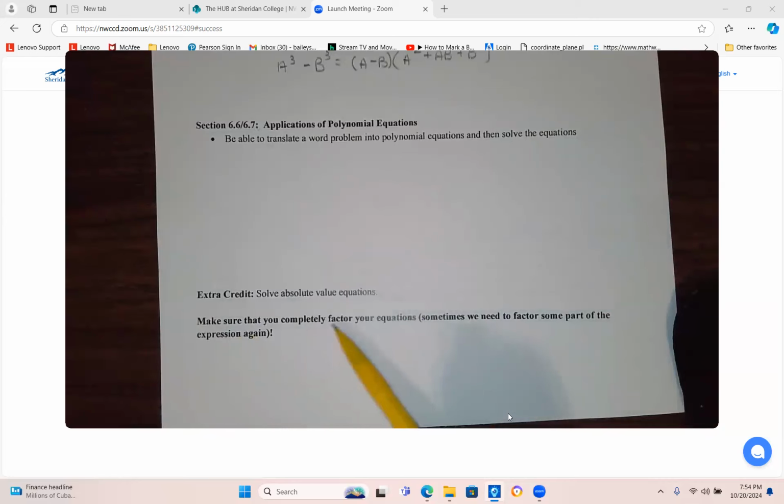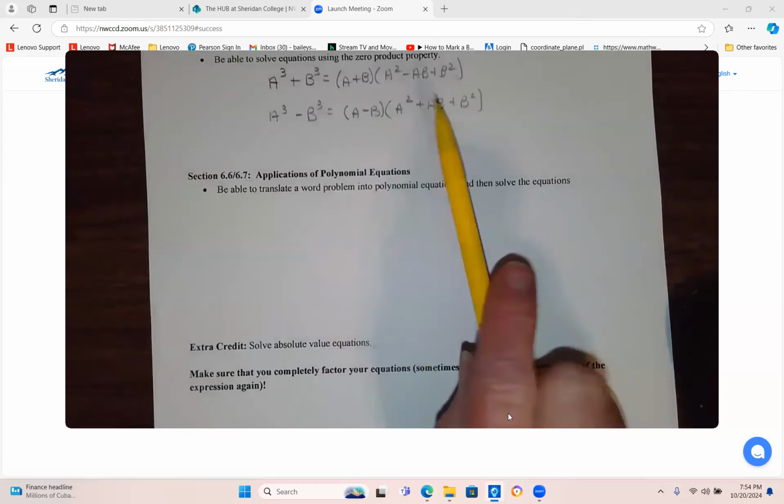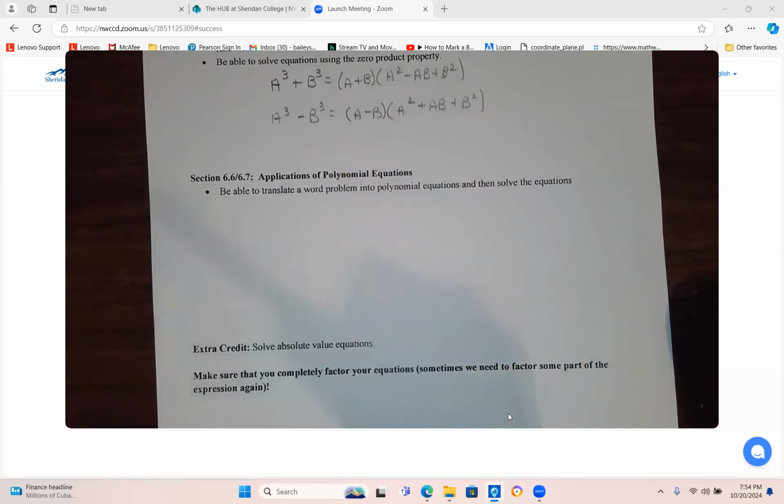So again, make sure that you completely factor your equations. Sometimes we need to factor some part of the expression again, unless, of course, you can't factor that one, but you can factor those. So always make sure you completely factor. All righty, that pretty much goes over the review.